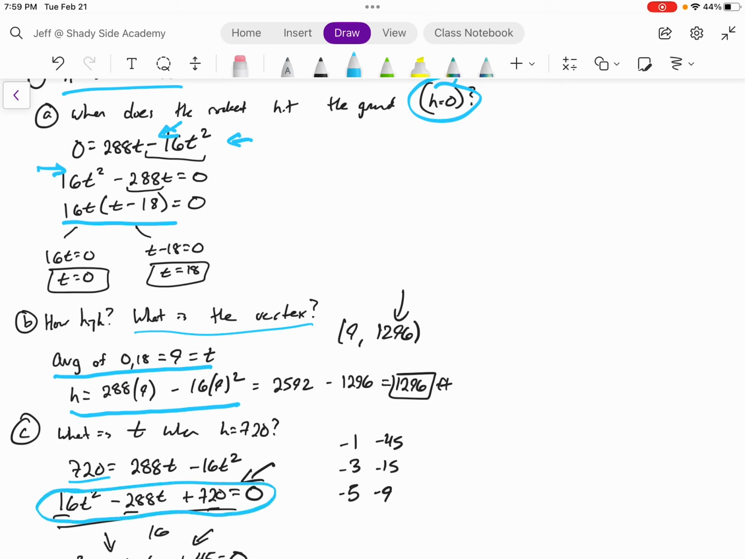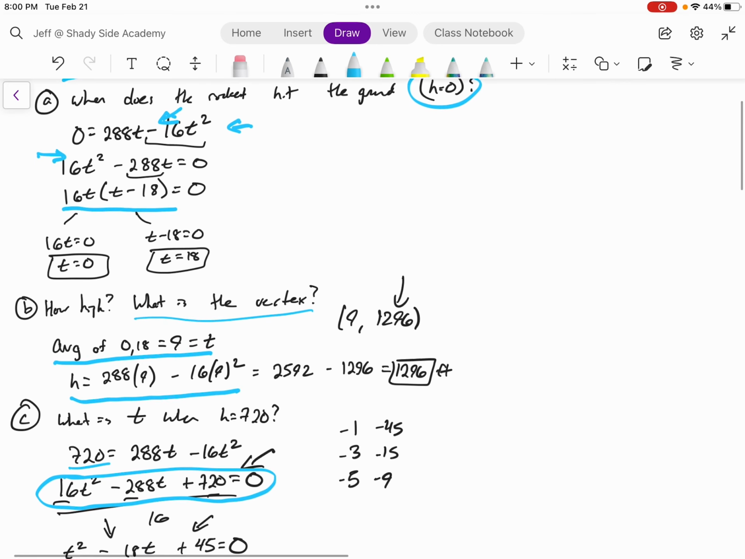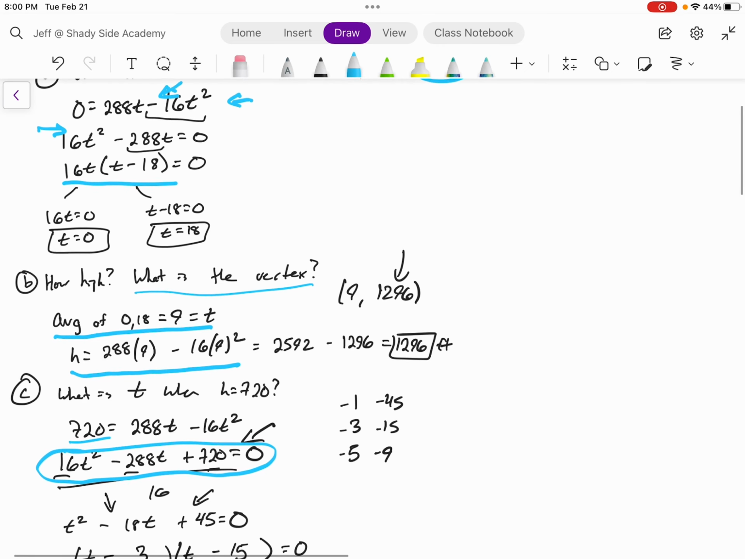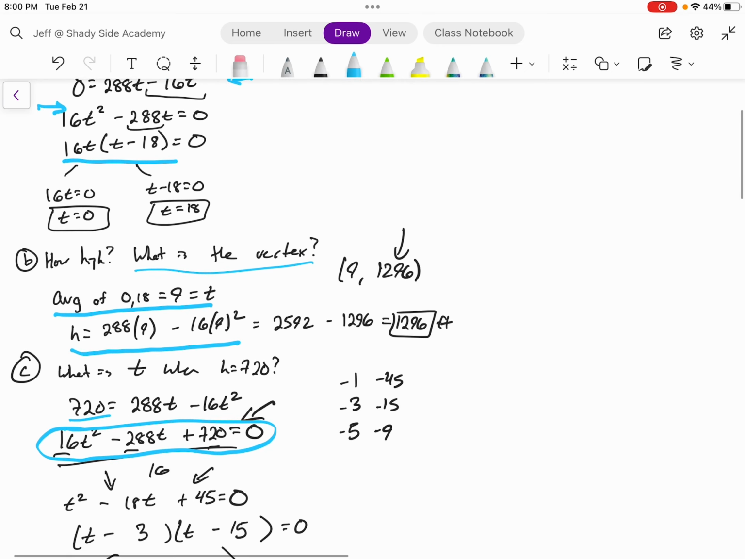Once you get there, you can decide how you do it. Do you want to factor? Do you want to use the quadratic formula? Or do you want to complete the square? I chose to factor, okay? And because it's an equation, I divided everything by 16 first, because every term there has a 16 in it, and I would like smaller numbers, not bigger numbers. So that gives me t squared minus 18t plus 45 equals 0. Much nicer numbers. And I was able to factor that into (t minus 3) and (t minus 15).